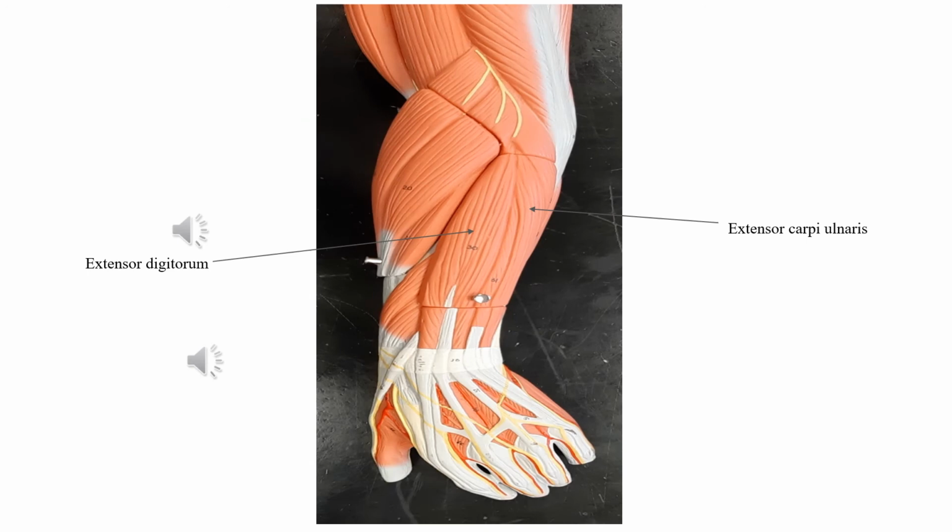This is the extensor carpi ulnaris. Its main actions are to extend and adduct the hand at the wrist. This is the extensor digitorum. Its main actions are to extend the medial 4 digits and to assist with wrist extension.